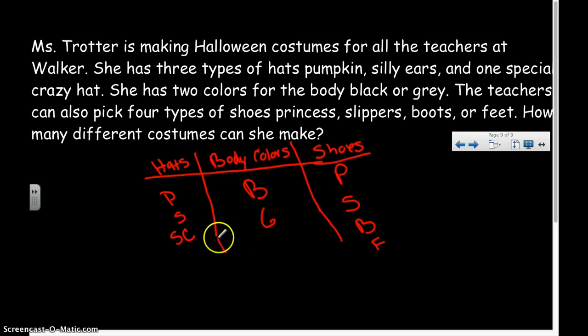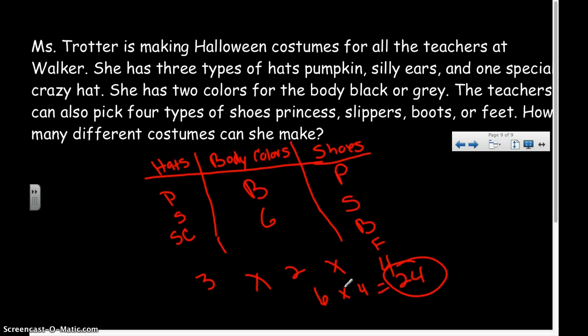Now, I know that there are 3 in this category, 2 in this category, and 1, 2, 3, 4 in this category. I can do 3 times 2 times 4. 3 times 2 is 6, times 4 is 24. So there are 24 combinations that you can have. So if you put them into the different categories and you say how many are in each category and you multiply all the categories by each other, you get 24 choices. That's how easy combinations are.